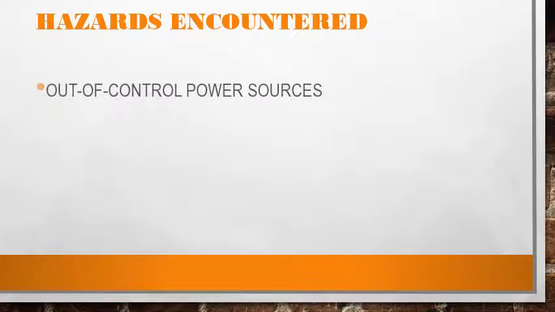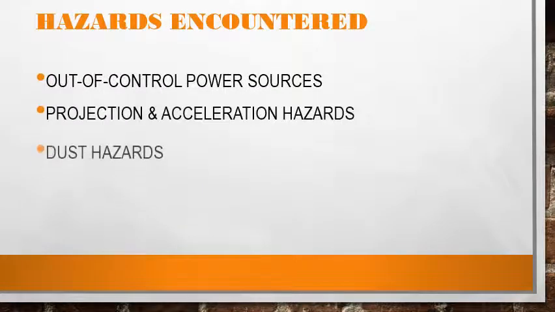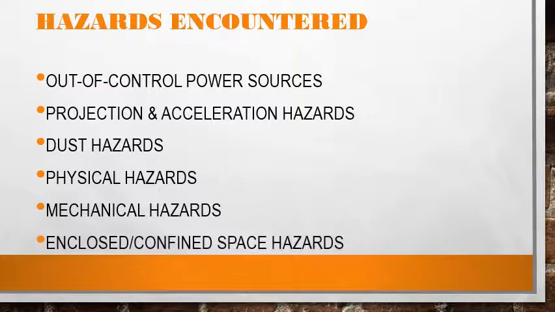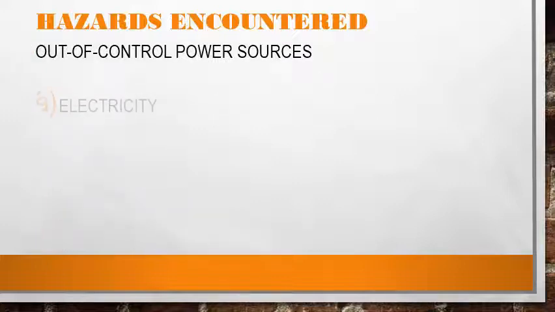Main hazards encountered with power tools are when the power sources get out of control. After that, you have projection and acceleration hazard. The power of the tool can cause projectiles. The next danger we'll talk about is dust hazards. After that, physical hazards, mechanical hazards, and finally we'll look at enclosed space and confined space hazards associated with power tools. Electricity, pneumatic, and fuel.